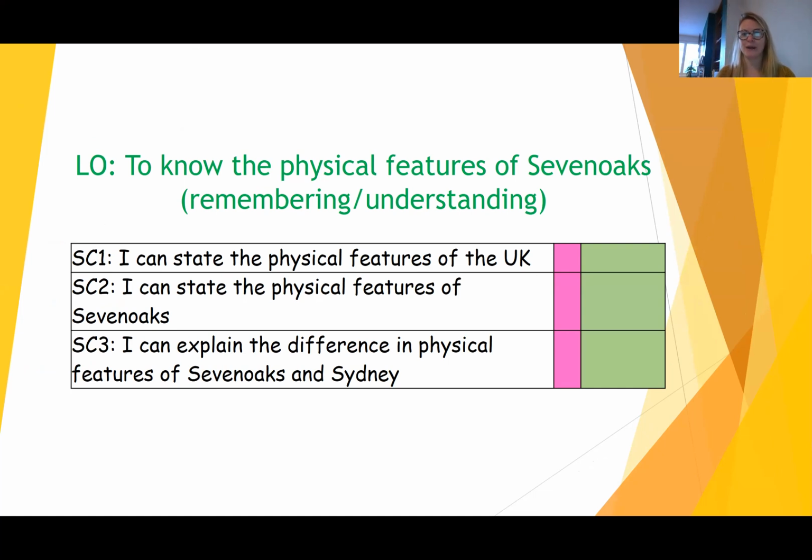This is our remembering and understanding stage still of our geography. Today we need to be able to state the physical features of the UK and the physical features of Sevenoaks. And then lastly, we're going to see if we can explain the difference in physical features of Sydney and Sevenoaks. Can we tell what the differences and similarities are between the physical geography features of Sydney in Australia and Sevenoaks in the UK?